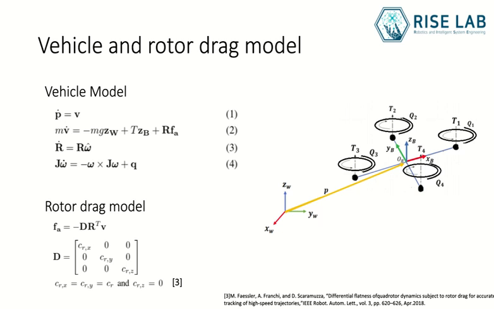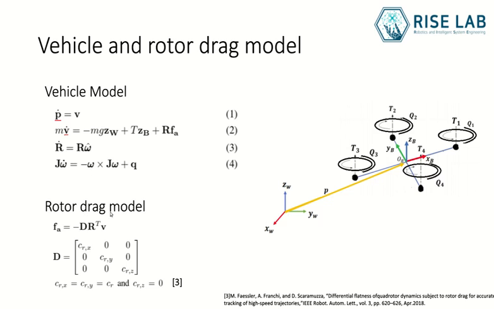We used a standard, widely used vehicle model in which P is the position, its derivative is the velocity, V. This model includes a thrust, which is the sum of each independent thrust generated by the rotors, and a drag force, which is modeled in the body frame and then translated to the inertial frame. R represents the orientation expressed as a rotation matrix, and omega is the angular velocity.